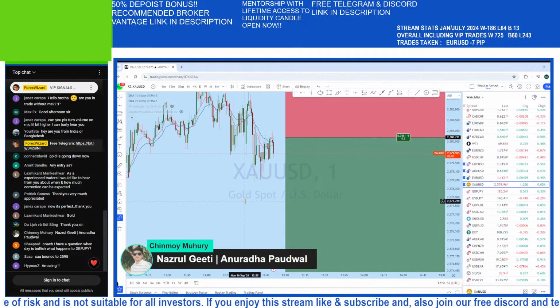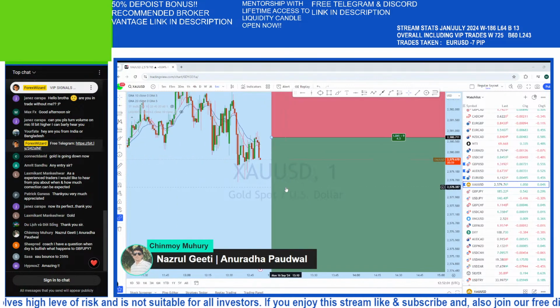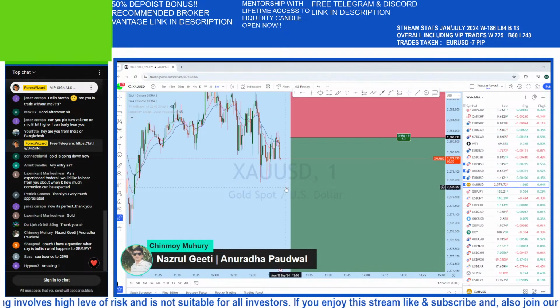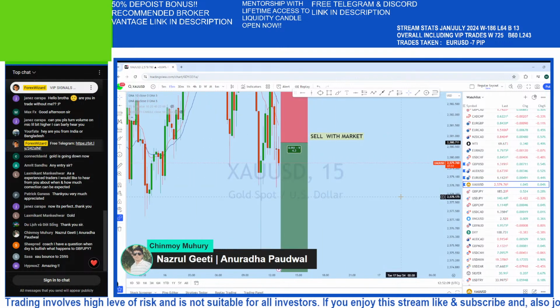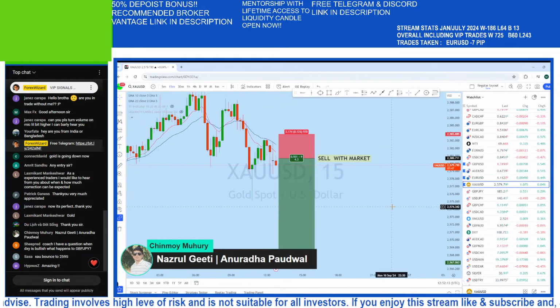Okay, we see downside momentum, which is good for us to see. Okay, the potential 15 minutes rejection, holding it, guys. Let's hold it for some big pip here, possible.